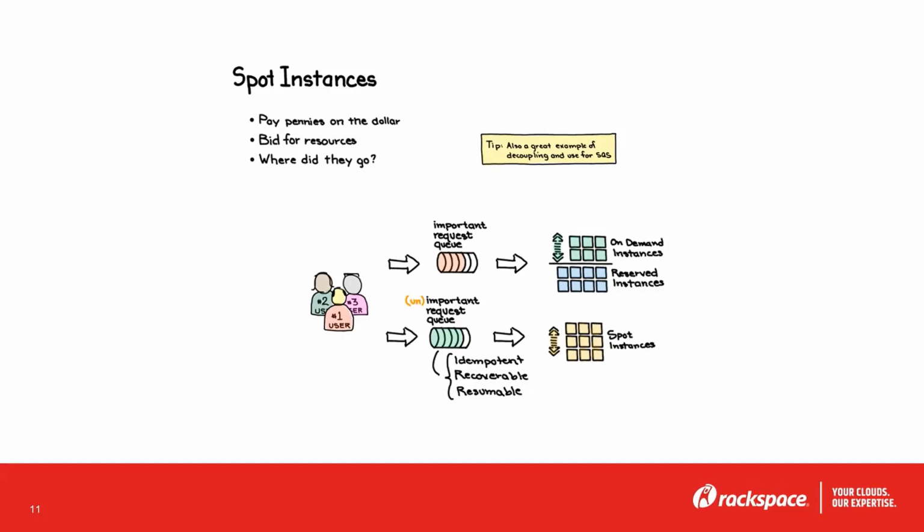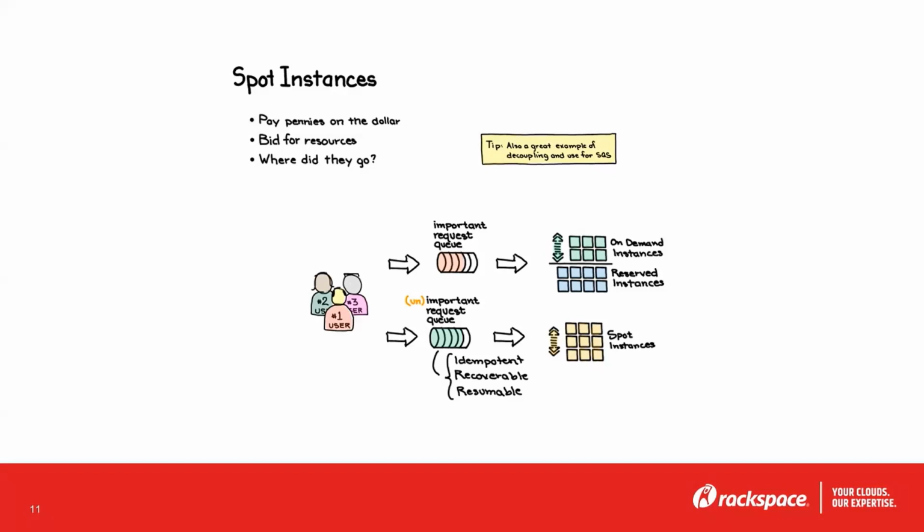Now, one thing to note about the use of spot instances, as I mentioned earlier, they can come and go fairly randomly. So if another AWS customer bids on those same resources and outbids you, those resources, those EC2 instances, can go away.